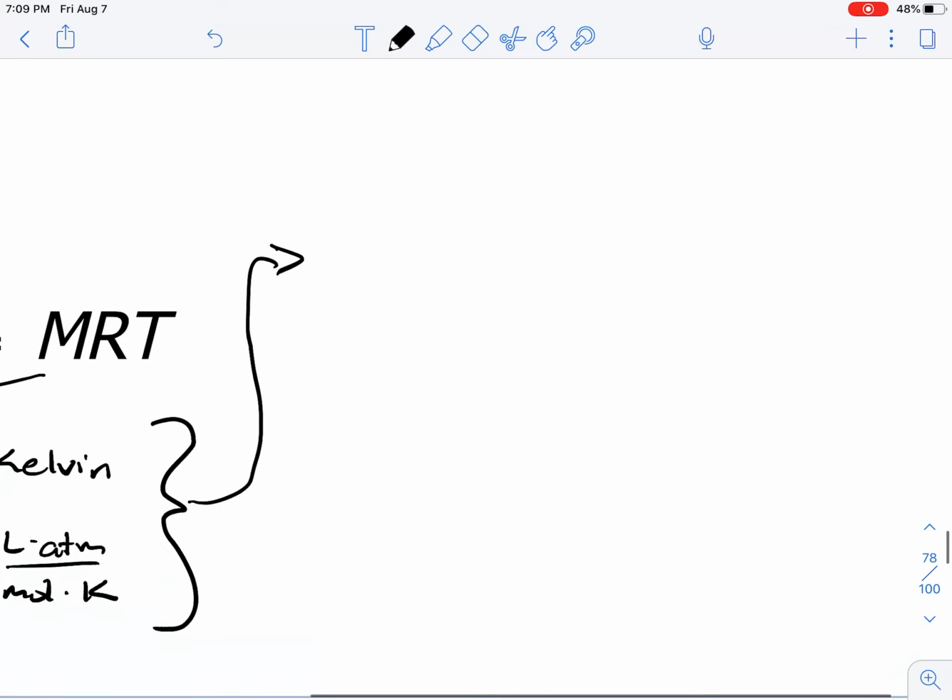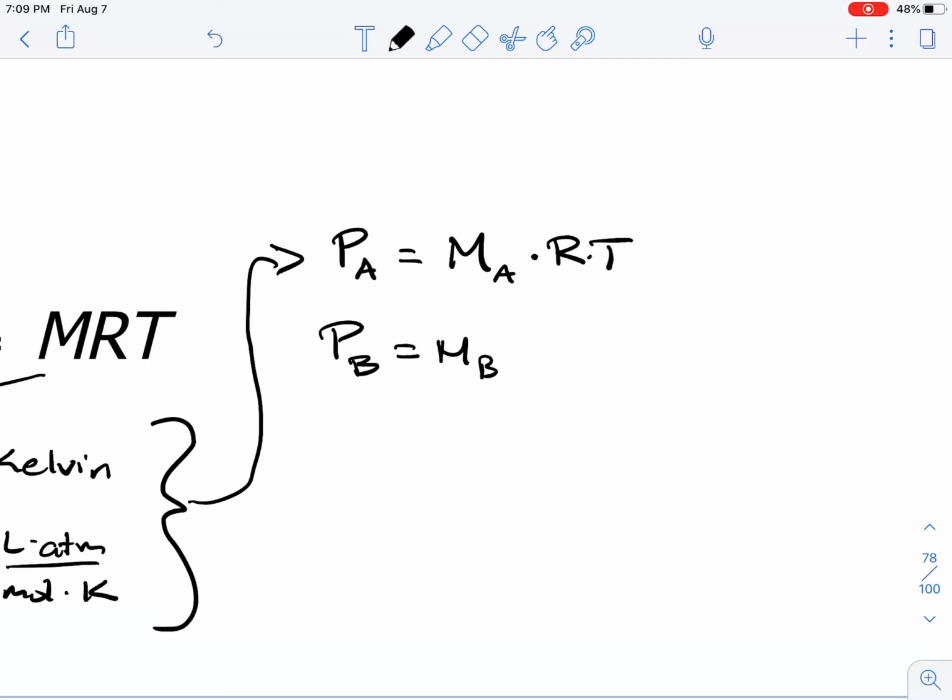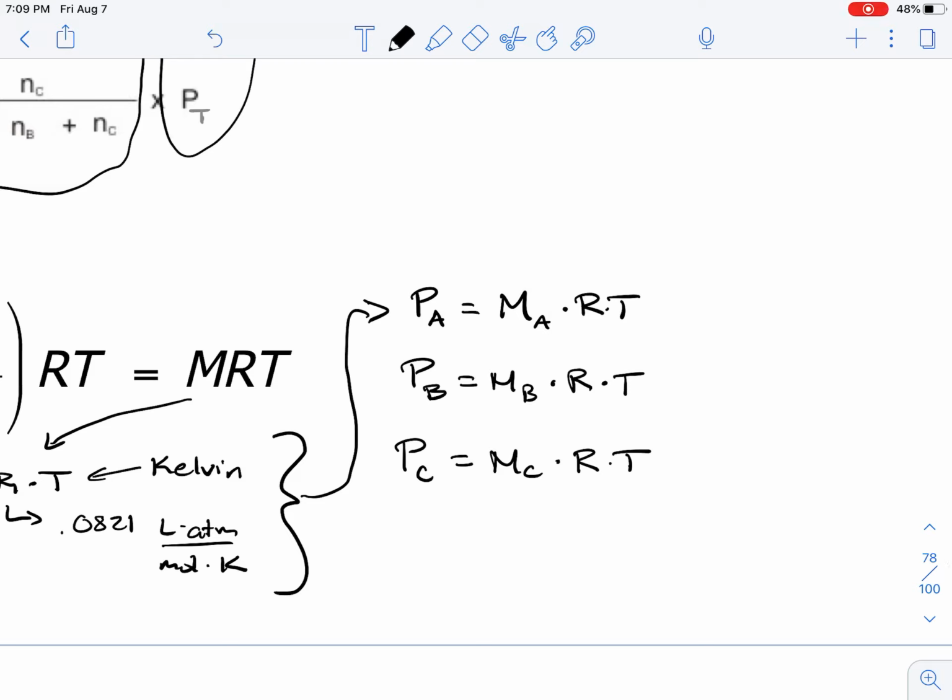So overall, we can express the partial pressure for gas A as the molarity of gas A times R times T, or the partial pressure of B if we know the concentration of B and we multiply it by R and T, or the partial pressure of C if we know its concentration and multiply it by R and T. And so this gives us flexibility to calculate the partial pressures if we know the concentration of the gas.